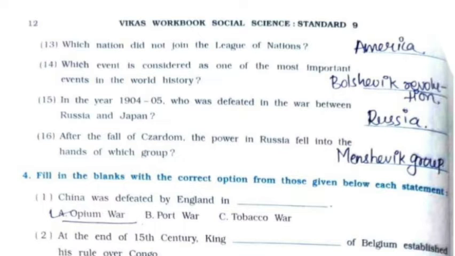It is Russia. 16th, after the fall of the Tsar, the power in Russia fell into the hands of which group? It is Menshevik group. Now we'll continue with question number 4, that is fill in the blanks with the correct option, means the MCQs.